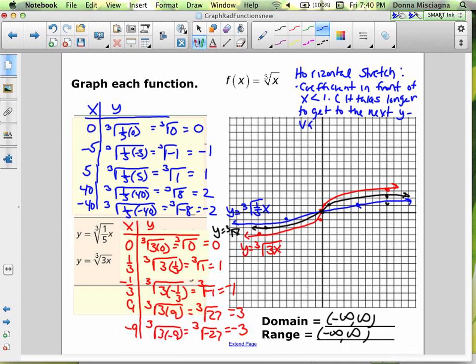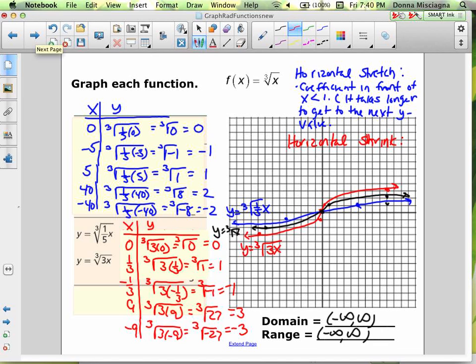There we go. So I can see if my letters are even readable. The red graph is a horizontal shrink. Right, also put this in your notes.